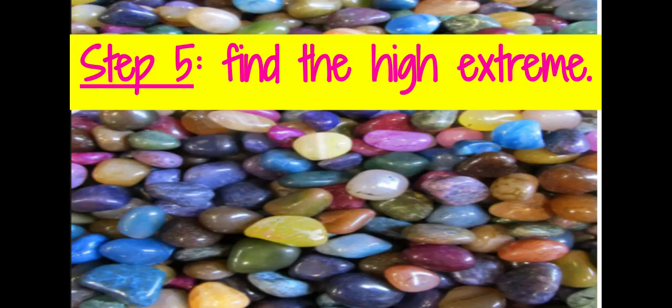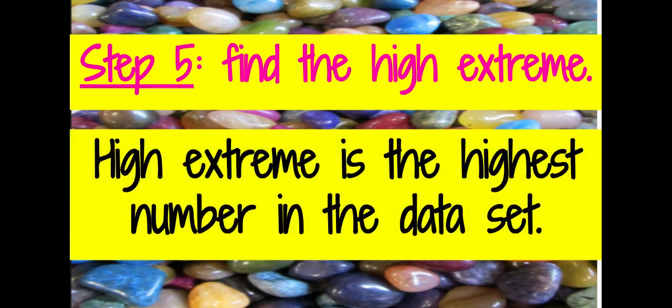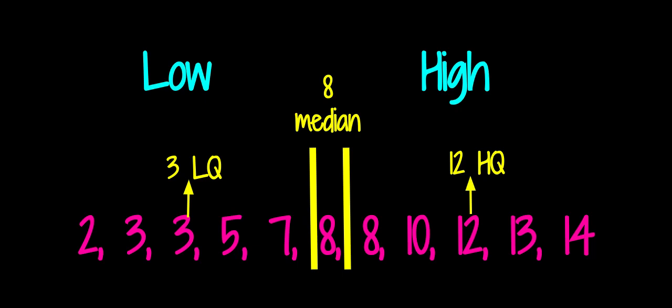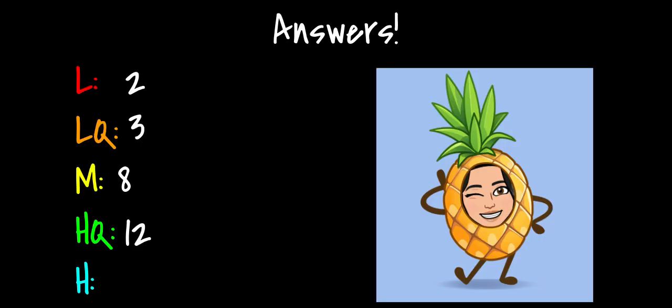Our 5th step is to find the high extreme. The high extreme is the highest number in the data set. What we're going to do is we are going to find the highest number in our data set. 14 is the highest number. That is our high extreme. Write it on your answer key that 14 is your high extreme.